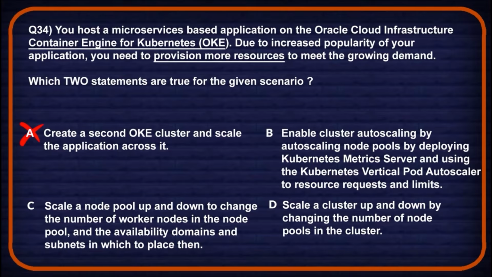Moving on to option number B, enable cluster autoscaling by autoscaling node pools by deploying Kubernetes metric server and using Kubernetes vertical pod autoscaler to adjust resource request and limits. Cluster autoscaler and vertical pod autoscaler together allow dynamic scaling based on resource demand. So option B looking a good answer. Moving on to option number C. Scale a node pool up and down to change the number of worker nodes in the node pool and the availability domain and subnets in which to place them. Node pools can be scaled by adjusting node counts and placement across ADs and subnets. So option C looking a good answer too.